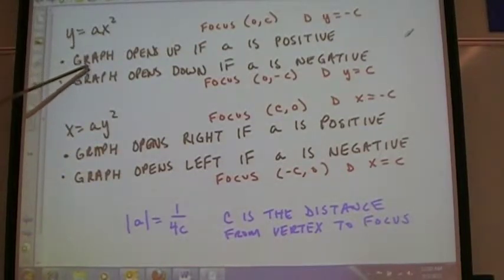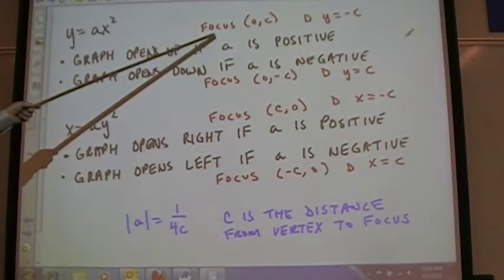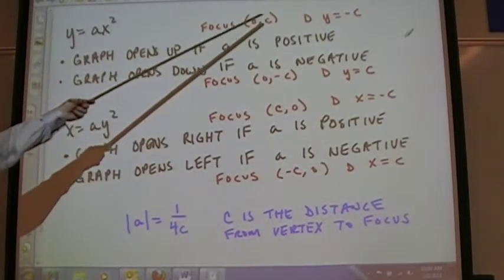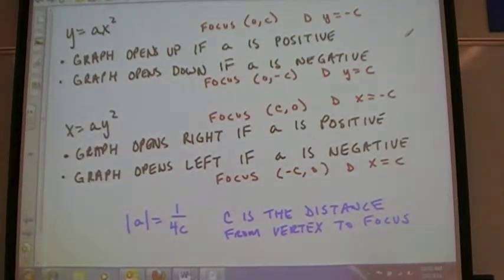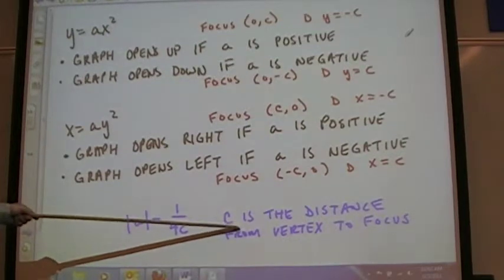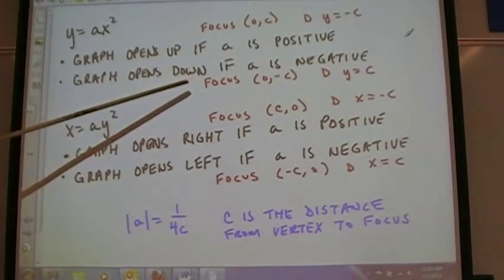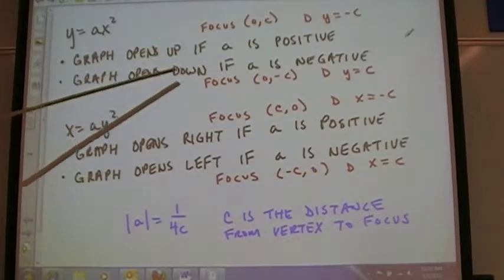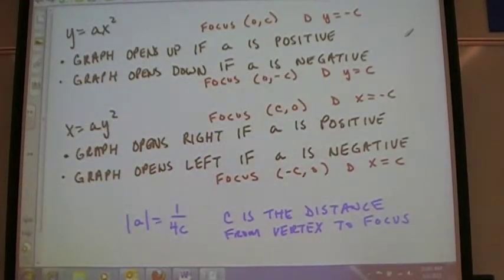In the first one, the graph opens up if a is positive, and if that's the case, the focus would be (0, c), and the directrix would be y equals negative c. Where did the c come from? C is the coordinates of the, well, we'll explain that down here. If the graph opens down, if a is negative, the focus would be (0, negative c), the directrix would be y equals c.